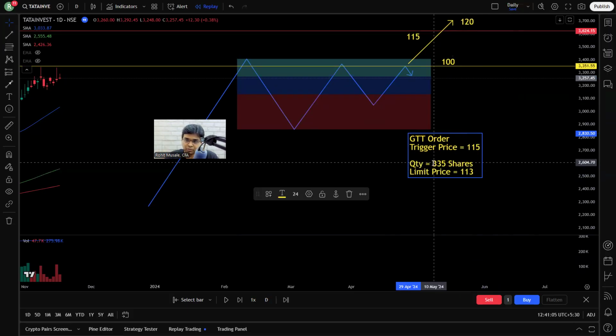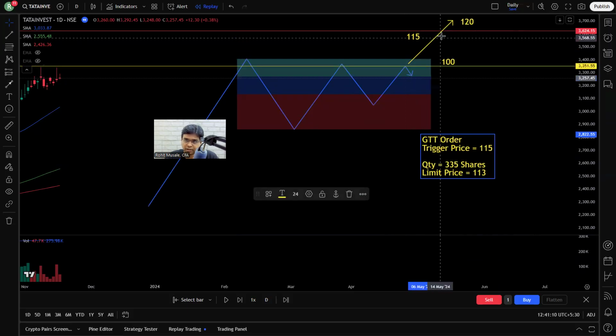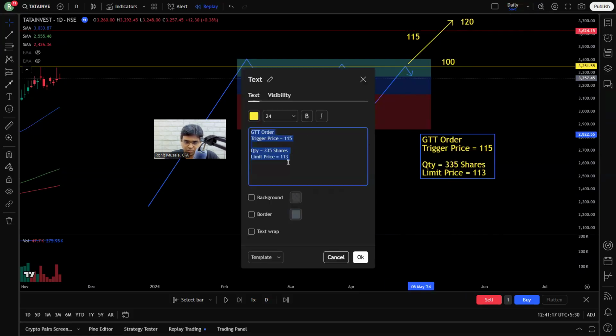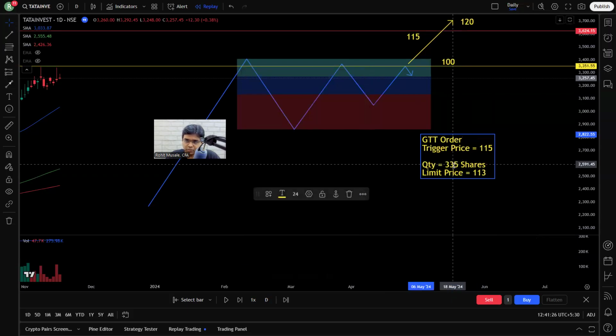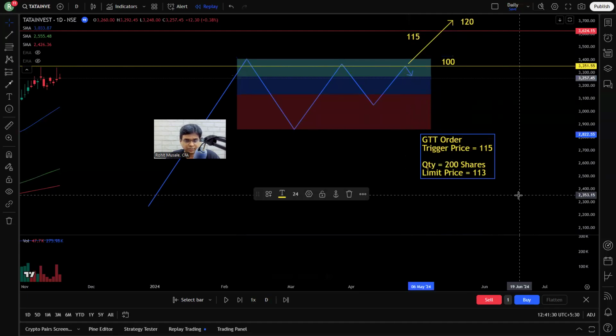Now, in this case, the quantity becomes very important. Let's say you have got 335 shares. You bought 335 shares. It is not necessary that you put the quantity here as 335. You could keep the quantity as, let's say, 200 shares. This is called partial selling. It will sell only 200 shares, not all 335, which means out of 335 shares you sold 200. So the remaining 135 shares, what happens to those?